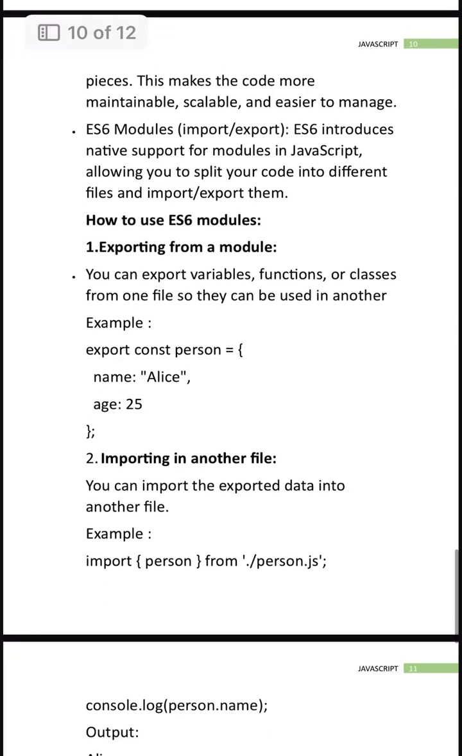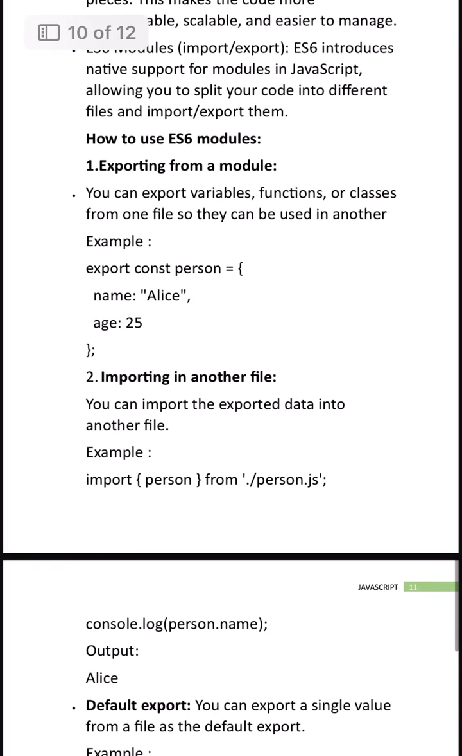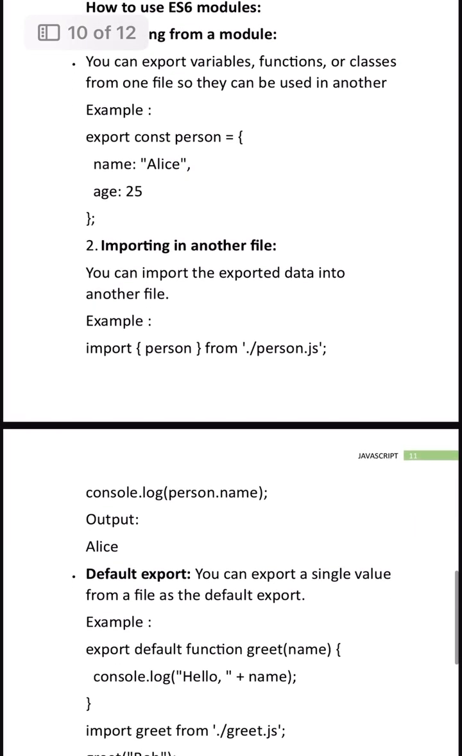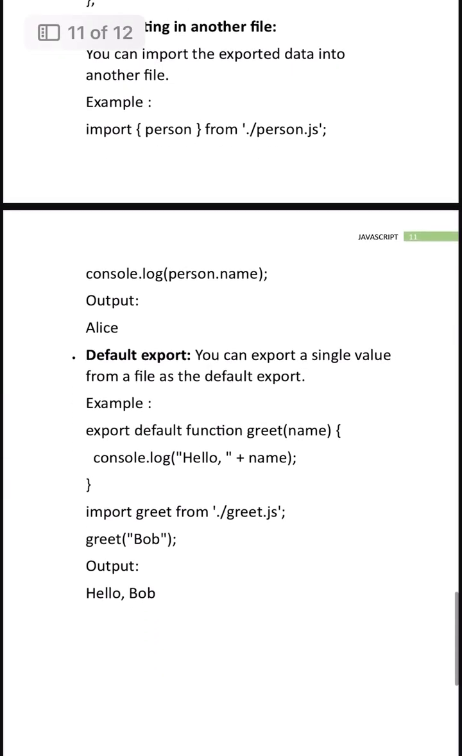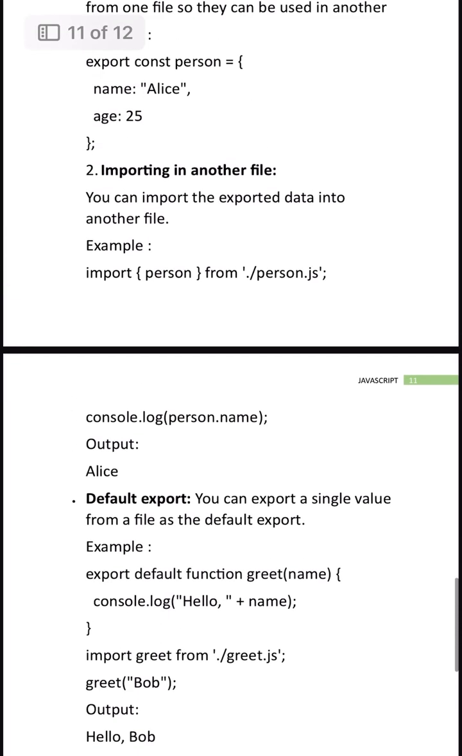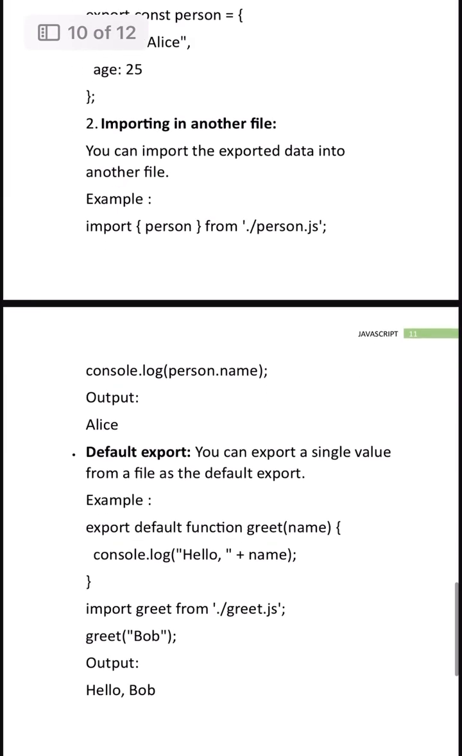Exporting from a module. You can export variables, functions, or classes from one file so they can be used in another. Importing in another file. You can import the exported data into another file. Default export. You can export a single value from a file as the default export. You can see the examples of exporting from a module, importing in another file, and default export here.